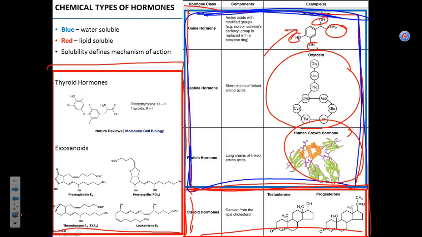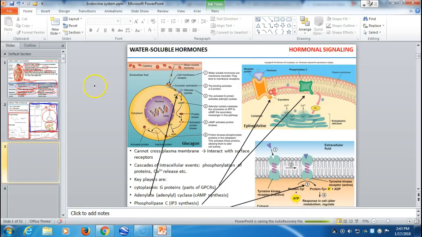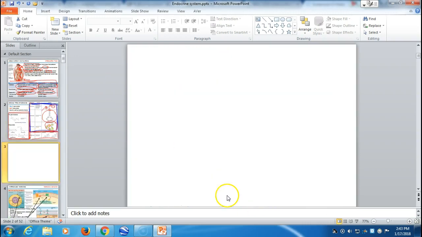When the chemical is water soluble, is it polar or not? What do you think? Let's recall the basic properties of water. I'm going to do something on an empty page. It's not going to be saved, and it's not in a lecture, just to draw. So we have a water molecule.